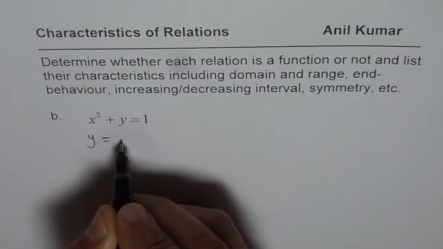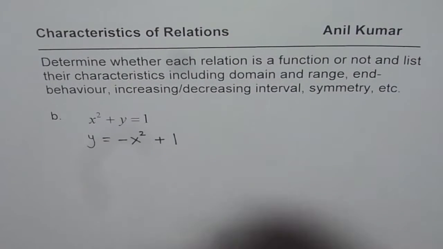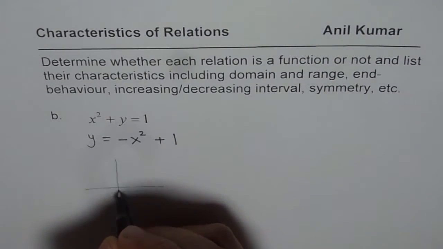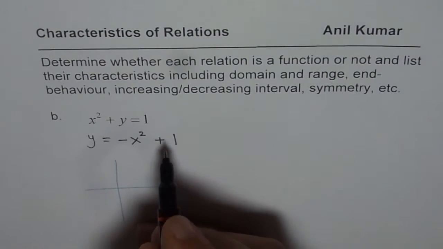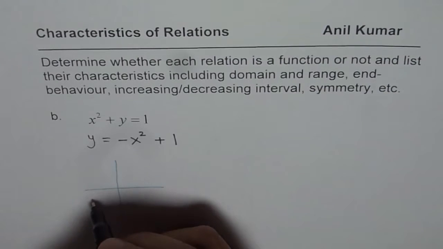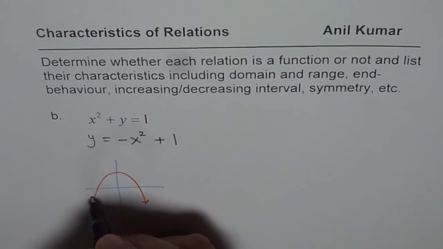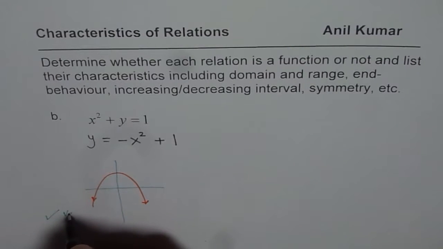Y is equals to, we'll take x squared to the right side, becomes minus x squared plus 1, and that is a parabola. Let's sketch this function. So minus x squared means moving downwards and plus 1 means translated 1 unit up. So we can actually sketch it like this. Now clearly this is a graph of a function since it passes vertical line test, right? So it passes vertical line test.